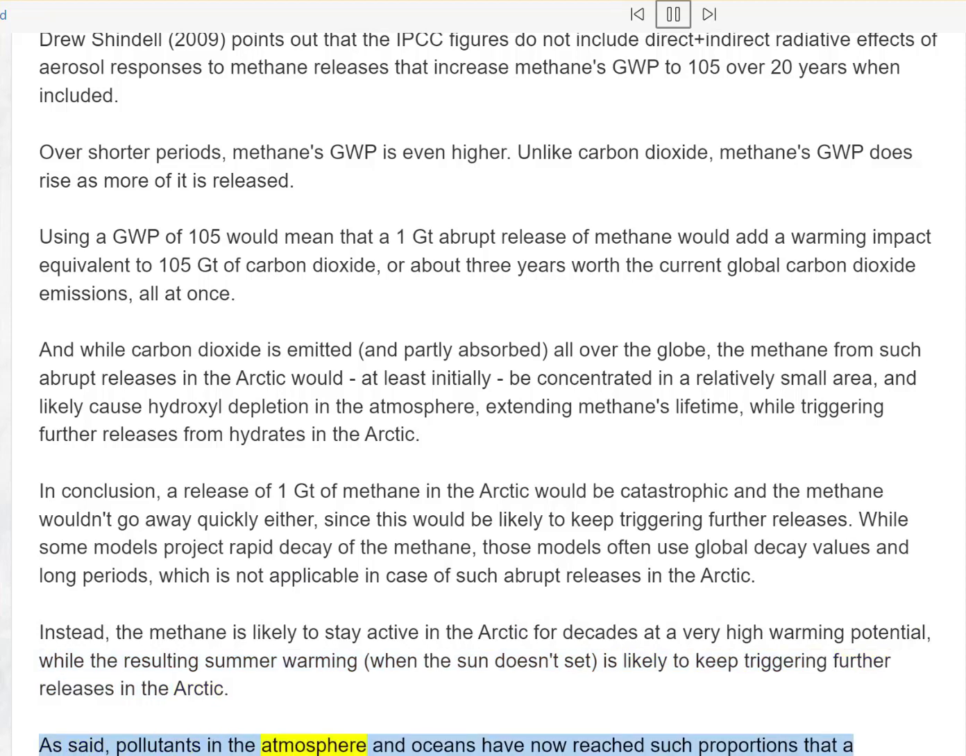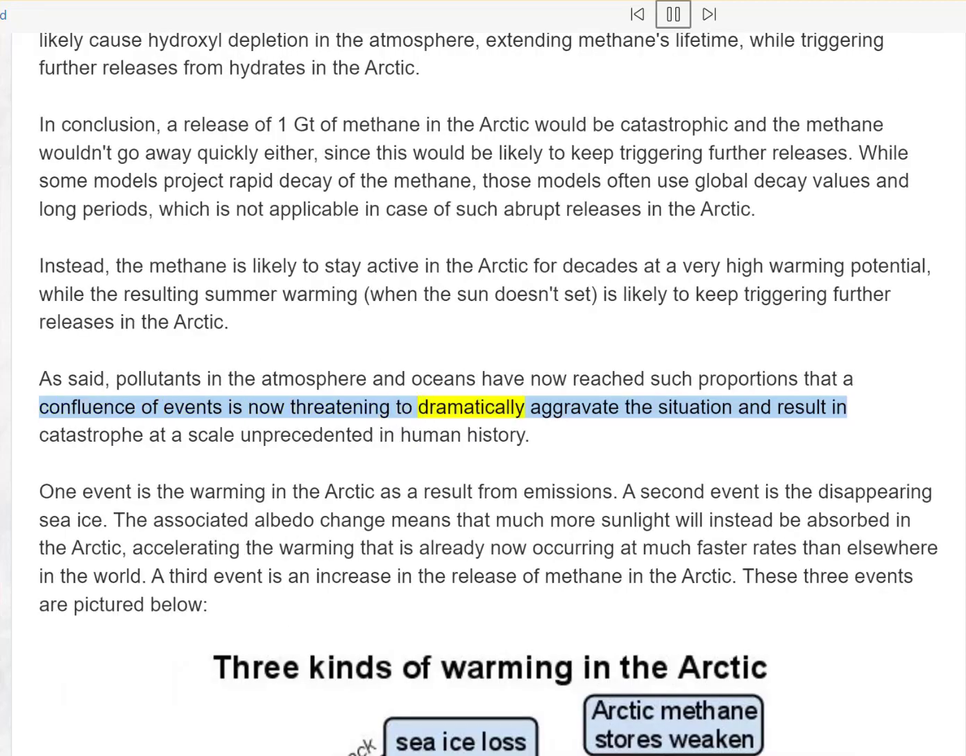As said, pollutants in the atmosphere and oceans have now reached such proportions that a confluence of events is now threatening to dramatically aggravate the situation and result in catastrophe at a scale unprecedented in human history. One event is the warming in the Arctic as a result of emissions. A second event is the disappearing sea ice. The associated albedo change means that much more sunlight will instead be absorbed in the Arctic, accelerating the warming that is already now occurring at much faster rates than elsewhere in the world. A third event is an increase in the release of methane in the Arctic. These three events are pictured below.